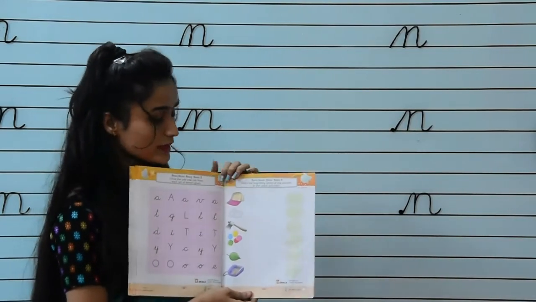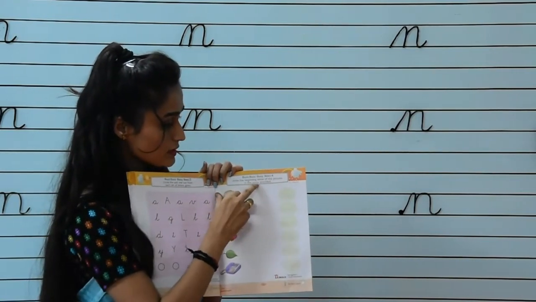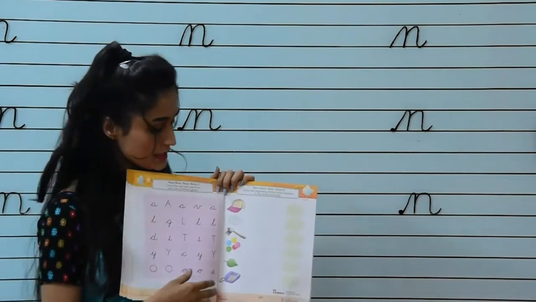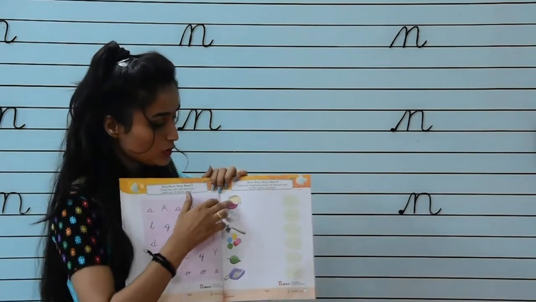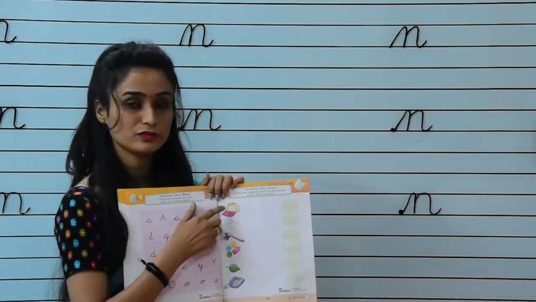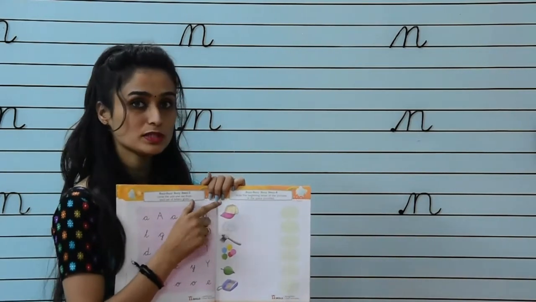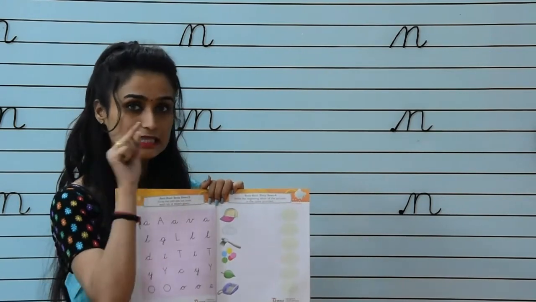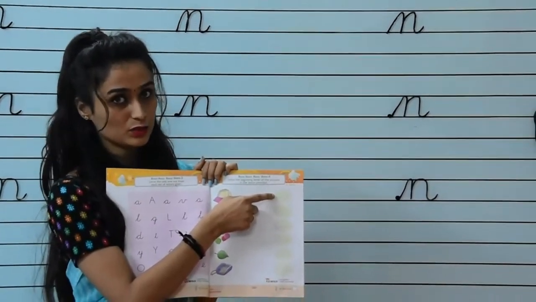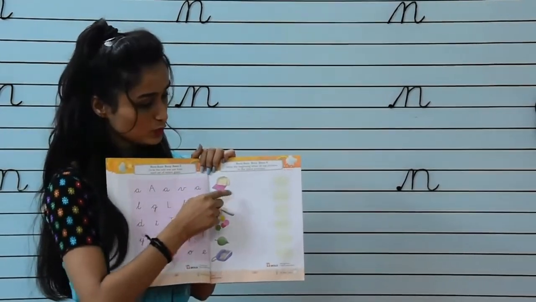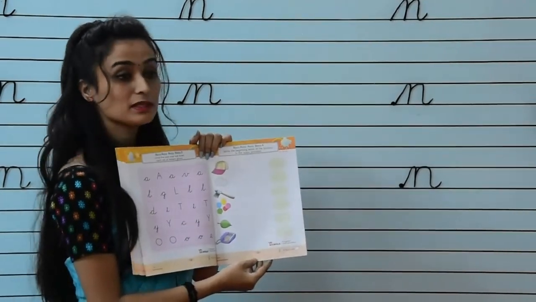Coming on page number 35 kids, what you have to do? Write the beginning letter of the picture in the space provided. In this one, you can see pictures on one side and blank on the other side. So you have to write the initial letter of the picture. For example, this is a cap. The spelling of cap starts with C. So you have to write C in front of this cap in this blank. And the next one is egg. So you have to write E in front of this egg. So this way you have to complete your page number 35 kids.